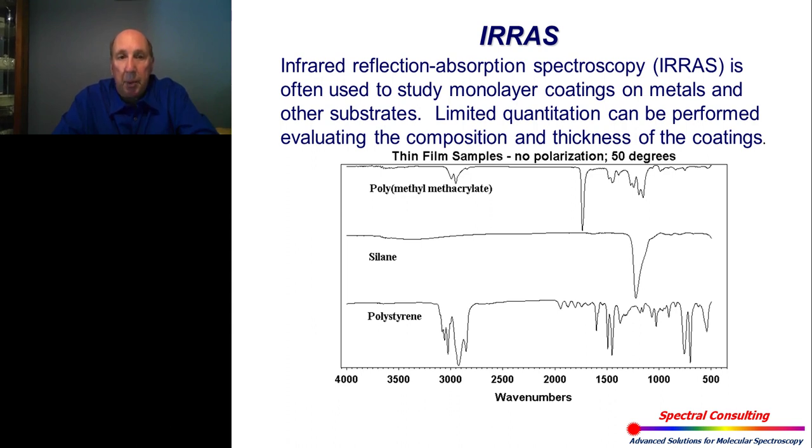Another example is silane, which is a silicon oil, and then polystyrene in the final spectrum at the bottom, where this is a thin coating on that shiny substrate, and we're basically setting up the accessory to collect the data from an incoming and outgoing angle of about 60 degrees.